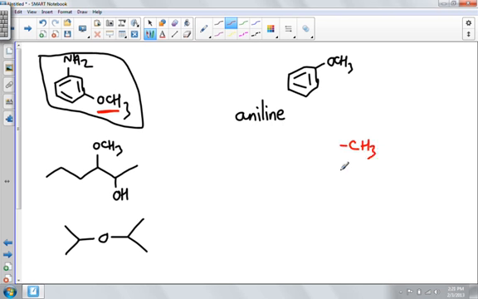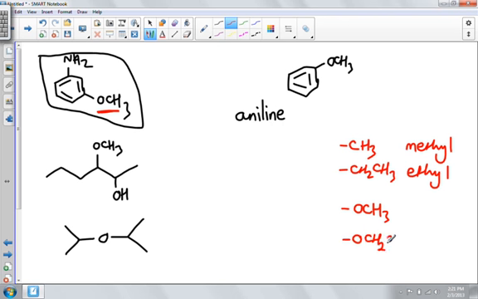Now, CH3 and CH2CH3 are ones we've seen before, so that's methyl and ethyl. Now when we make a small change to those and add an oxygen in there, so the oxygen is connected to the carbon, the name of the substituent changes here really just to reflect the fact there's an oxygen in there. So this becomes methoxy, oxy meaning oxygen, and this becomes ethoxy.